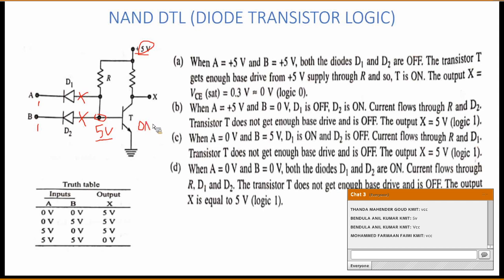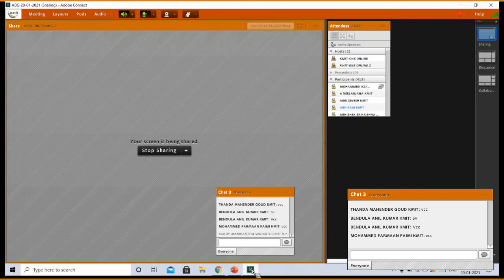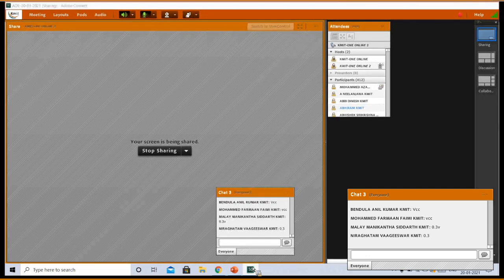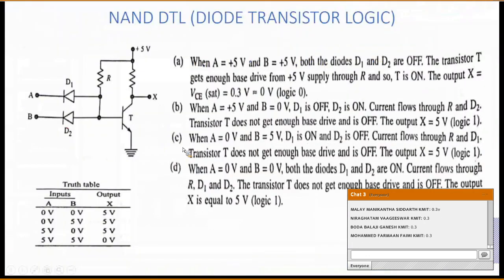So if the transistor is on, what is the output? Tell me, what is the output voltage? We see VCE(sat), that is 0.3 volts. Very good. So it is 0.3 volts, and hence the output is taken as 0 volts. Less than 0.3 volts or 2.5 volts, we will take it as 0 volts. Okay, understood all of you?